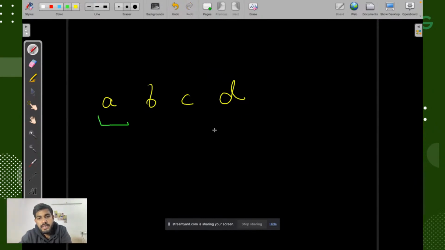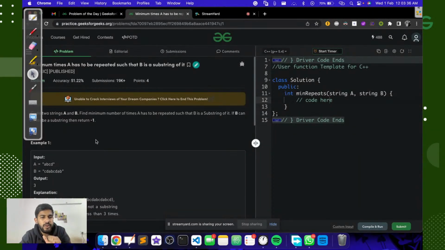But A, B, and D, this is not a substring. Then B, A, B, and then D, this is also not a substring. So we can say that a substring is a part of the string which is contiguous. A contiguous part of a string is a substring. Clear enough? Now we move forward.